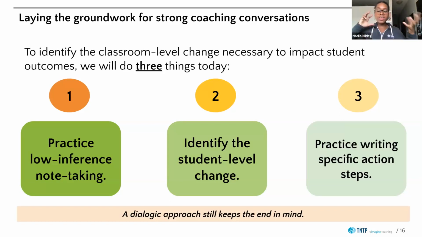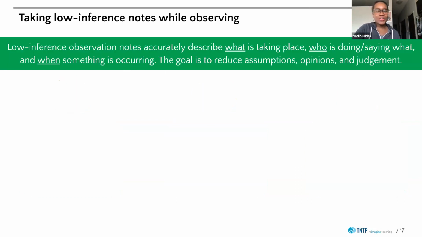So by having an action step already in mind, we know when our conversation is going where it needs to be, and when it's veering off the rails, we can reel it back in. So again, a dialogic approach still keeps the end in mind. So my favorite thing, low inference notes.